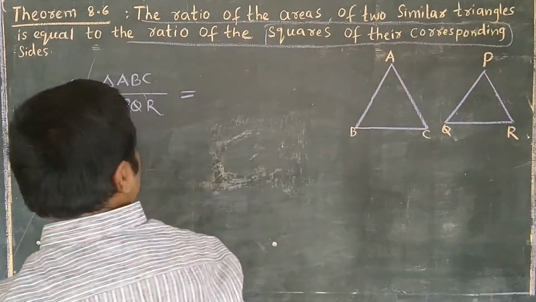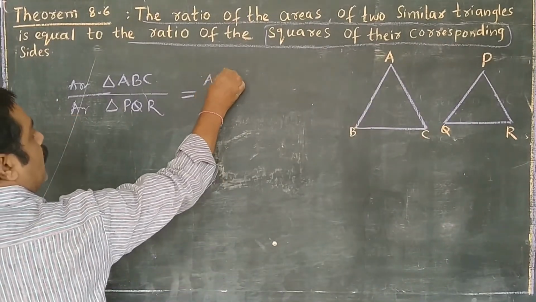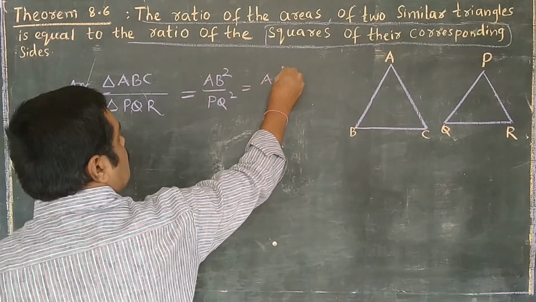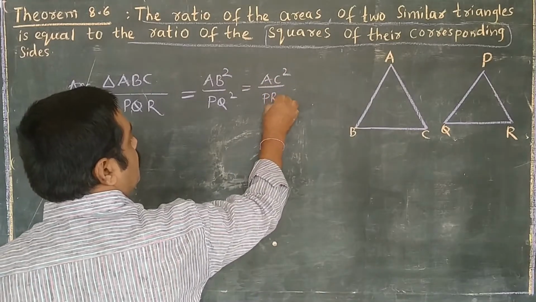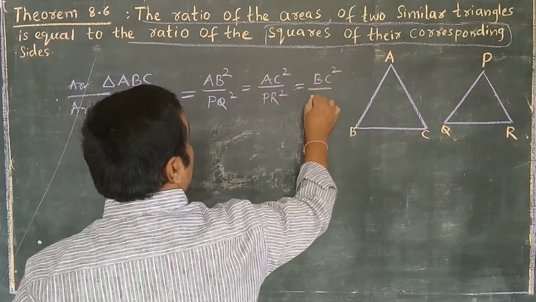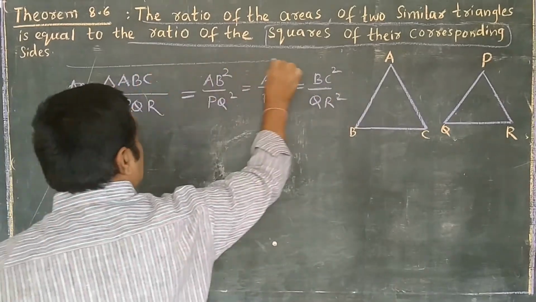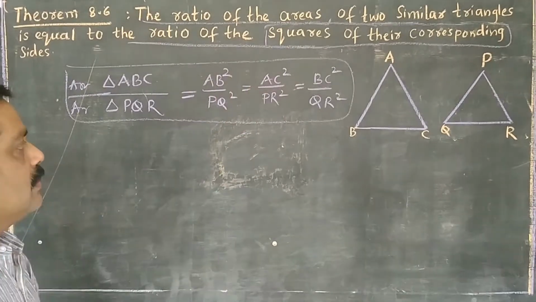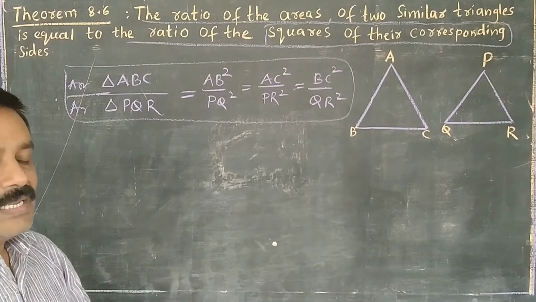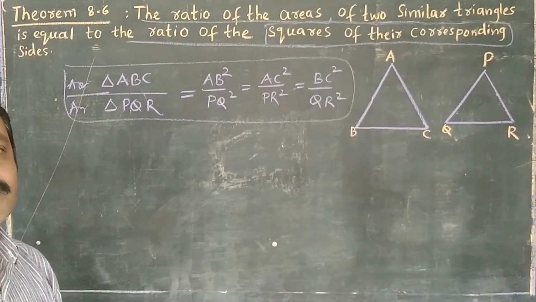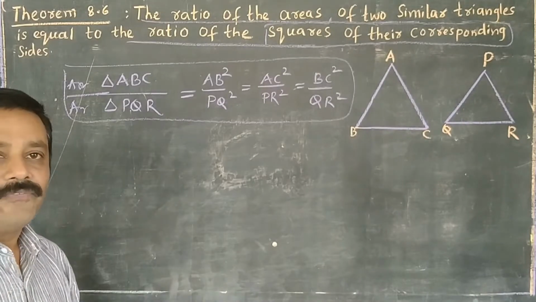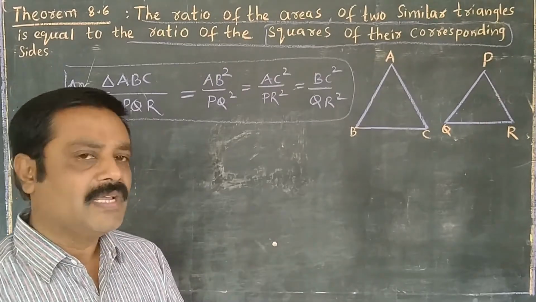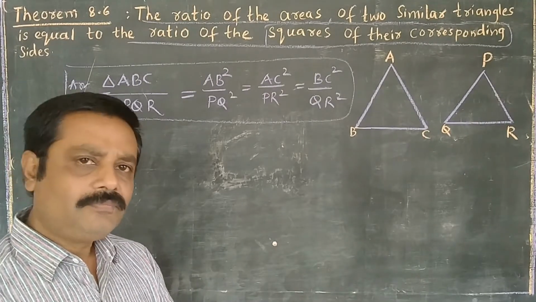What is it asking us? Squares of their corresponding sides means AB square by PQ square, that is equal to AC square by PR square, and that is equal to BC square by QR square. This is what it is asking. If two triangles are similar, then automatically the ratio of areas of two similar triangles is equal to the ratio of squares of their corresponding sides. One of the most important questions. Listen carefully. Very easy. Okay, Nana?